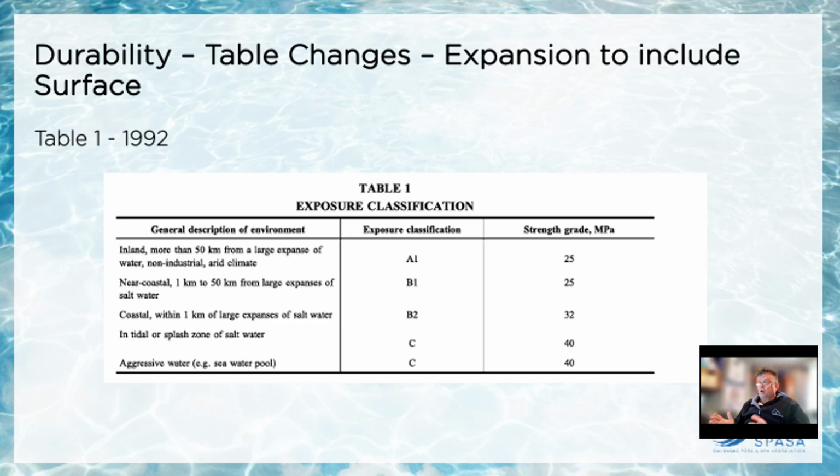So obviously, most of the pools that we install would find themselves in the near coastal. Most people live within 50 kilometers of salt water, so you'd find yourself in that category. And most pools, as a minimum, would be using 25 MPa as the strength. And then your exposure classification is B1. That then determines the cover requirements.